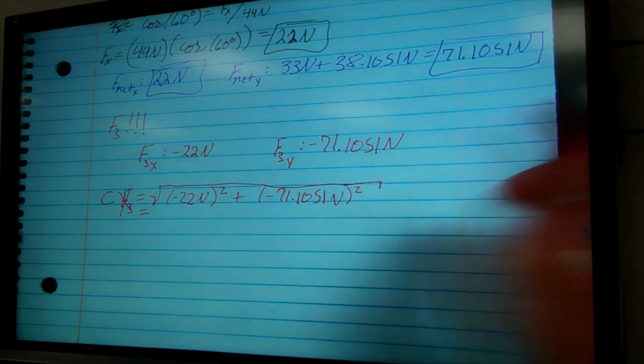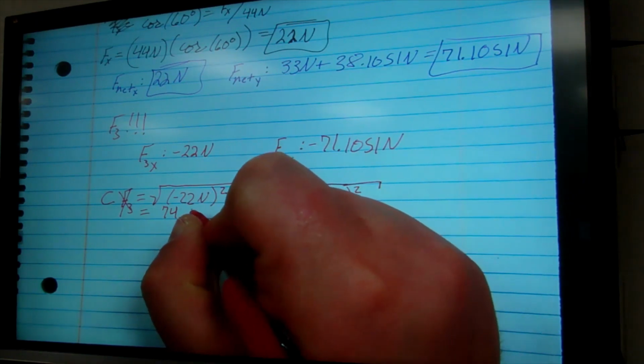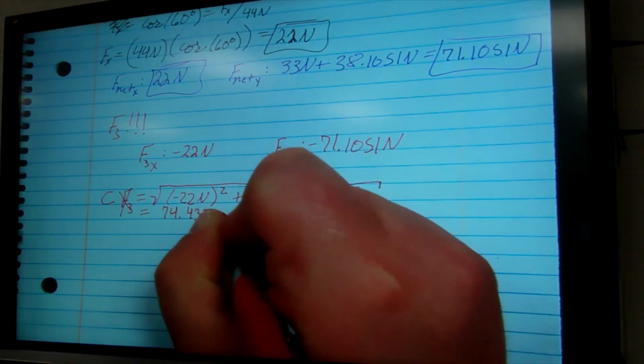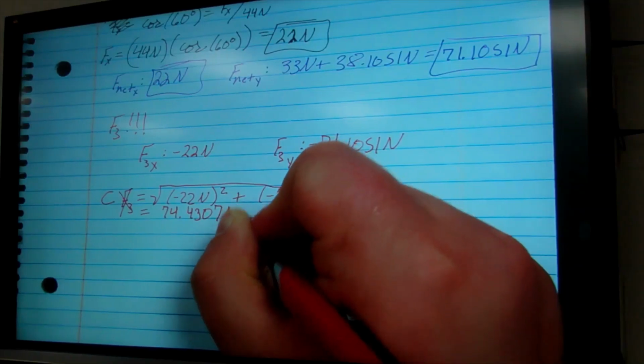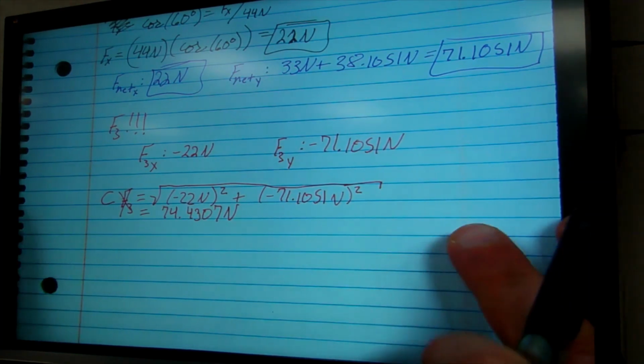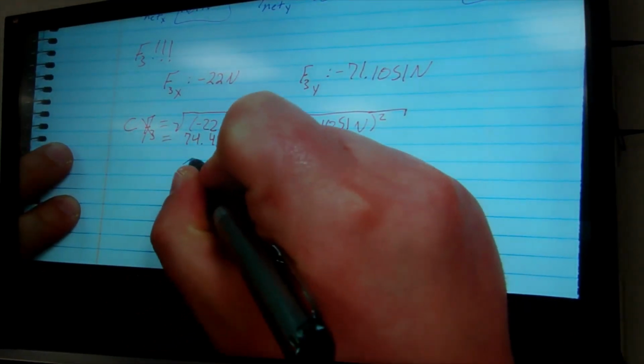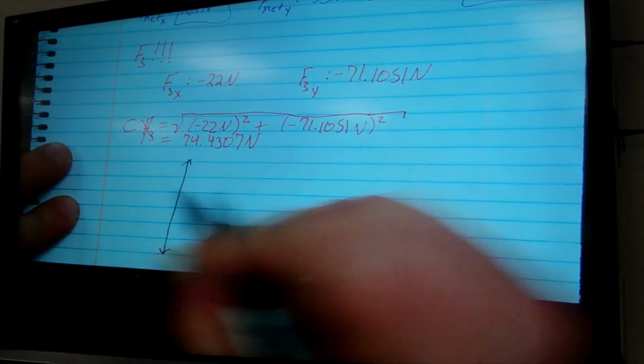All right. Anyway, I get 74.4307 newtons. Now, if you're wondering why there isn't a negative there, it's because that's magnitude. I don't have to have a negative for magnitude, but this is the thing here. We have to get the direction of this. So now we're looking at direction, that's angle, because remember, we're in 2 dimensions.